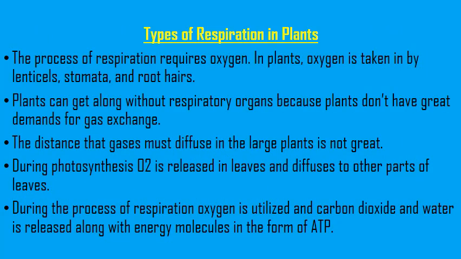Types of respiration in plants. The process of respiration requires oxygen in plants. Oxygen is taken in by lenticels, stomata and root hairs. Plants can get along without respiratory organs because plants don't have great demands for gas exchange. The distance that gases must diffuse in large plants is not great. During photosynthesis, oxygen is released in leaves and diffuses to other parts of leaves. During the process of respiration, oxygen is utilized and carbon dioxide and water are released along with energy molecules in the form of ATP.